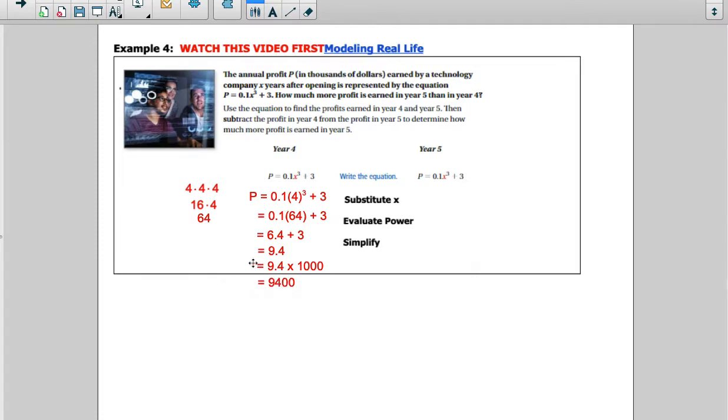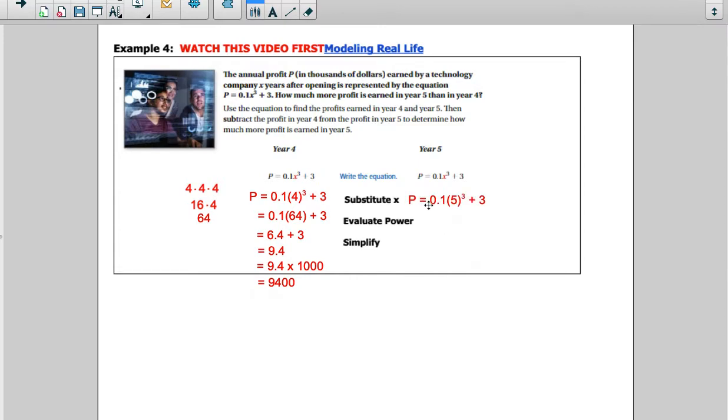So that's what the profit is after 4 years, $9,400. Now if I look at the next side, 5 years, because I need to compare 5 years profit to 4 years profit to see the difference and how much more money is made after 5 years. I need to do the same equation, but instead of the x in this equation, I am going to substitute it with a 5 for the 5 years.